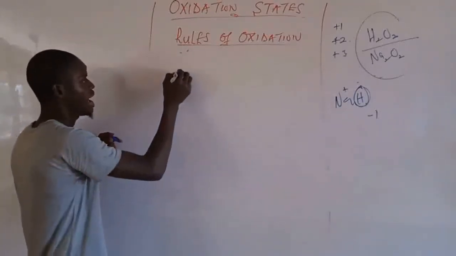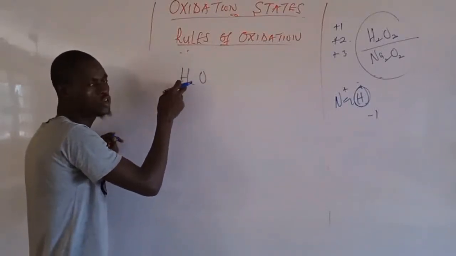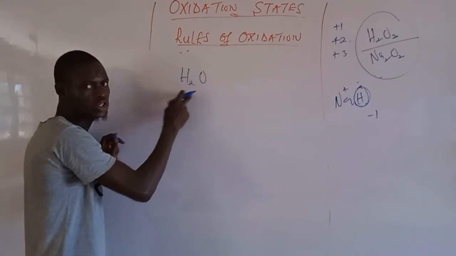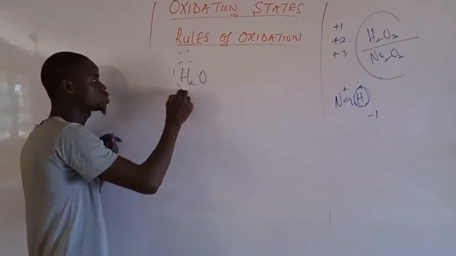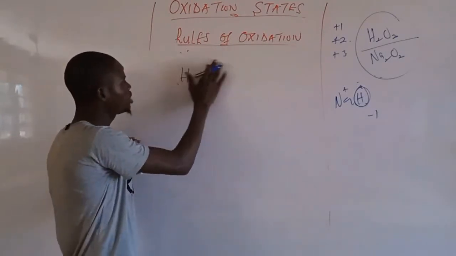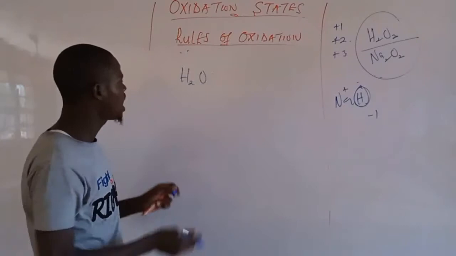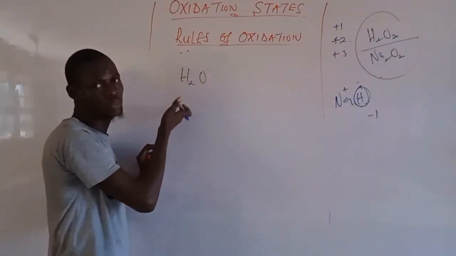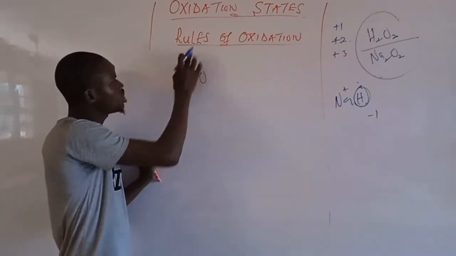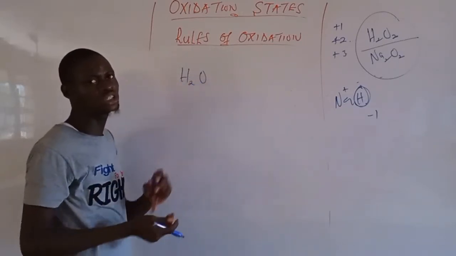For example, I have H2O. The oxidation state of hydrogen in water, H2O. Now, we check here, this water is a neutral compound. A neutral compound is a compound that does not carry charge altogether. So how do we find the oxidation state? Let me give an example. Find the oxidation state of hydrogen in H2O.